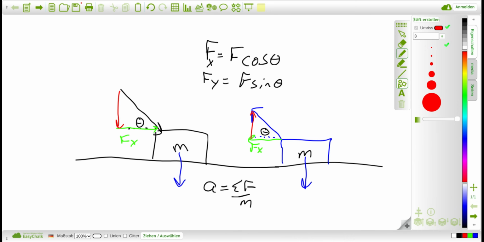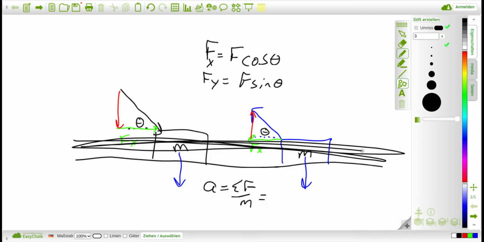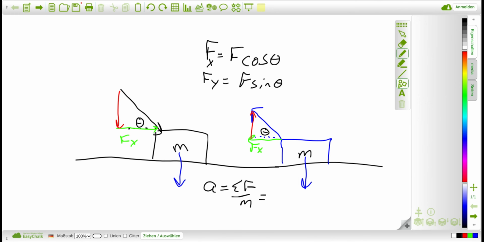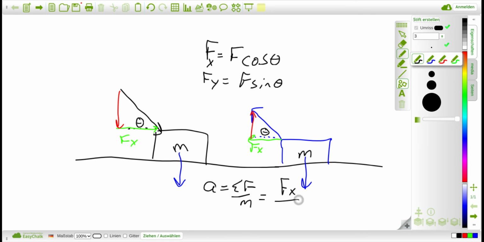And so what we're going to say is that the acceleration of this box is going to equal the forces acting on it in the direction of motion. The box itself is going to move along this plane, back and forth. It's not moving this way. It's moving left and right. And so the forces in that direction are the green vectors there. So the sum of the forces is going to be the force in the x direction divided by the mass, which would be something like F cosine theta divided by m.